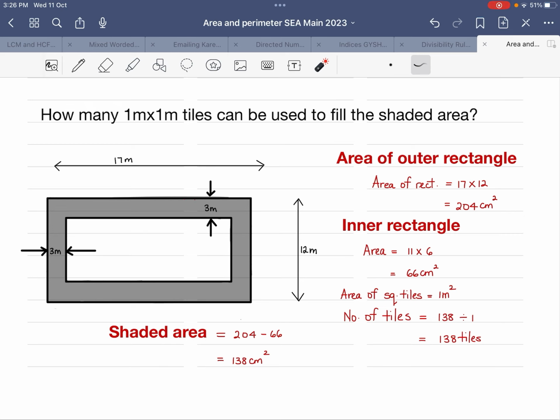The area of the square tile is 1 meter squared because the tile is 1 meter by 1 meter. So the number of tiles will be the shaded area divided by the area of one tile. So I didn't go through this. The shaded area is the outer area minus the inner area.